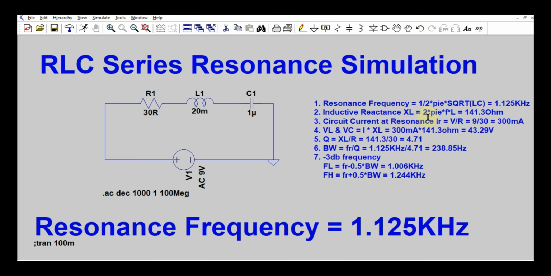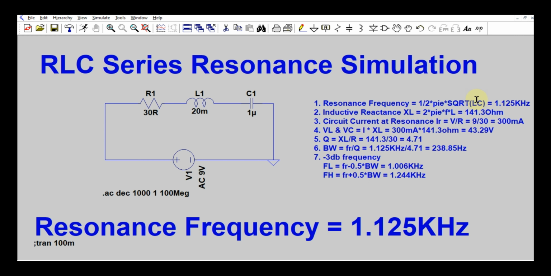Okay, so if you want to calculate the current flowing through this resistance, IR at resonance, it is given by V divided by R. Let us say in this case your V is 9 volt. So 9 volt divided by 30, you will get 300 milliampere. So all these things I will show you in the simulation waveform. Don't worry about that. Just go through some basics, right?